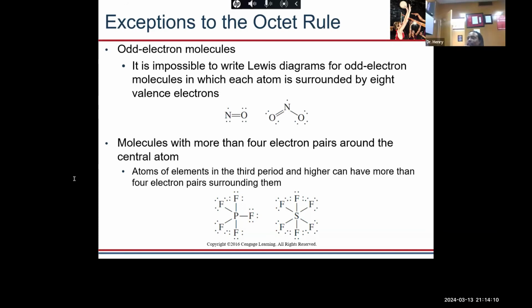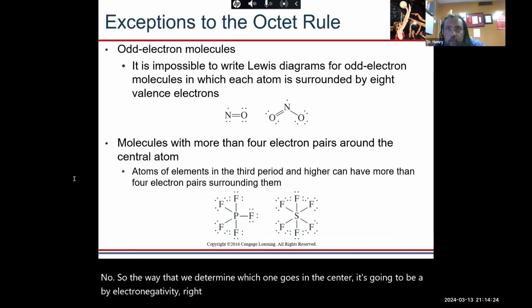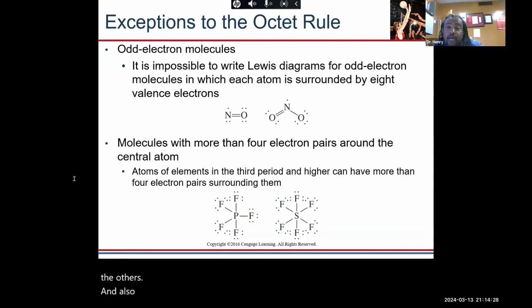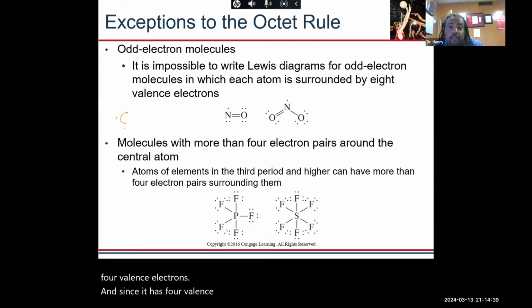Okay. So not necessarily. No. The way that we determine which one goes in the center is going to be by electronegativity, right? So you get pushed in the center if you're weaker than the others. And also if you're able to hold more bonds. Like for instance, carbon has 4 valence electrons, and since it has 4 valence electrons, it's able to make 4 bonds. So it kind of likes to be in the middle, right?